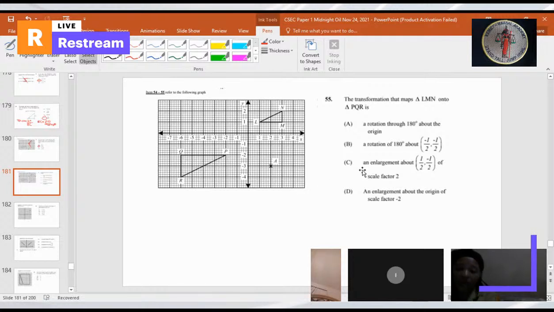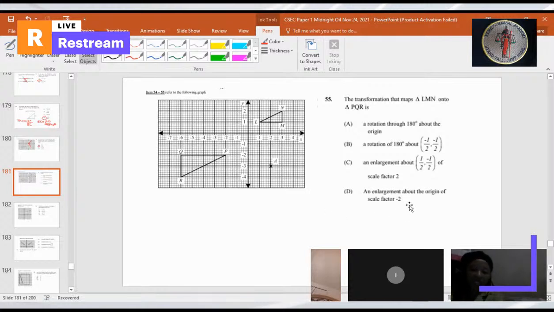So it's going to be between C and D. C says an enlargement about (1/2, -1/2) at a scale factor of 2. So they're saying (1/2, -1/2) would be the center of enlargement, but (1/2, -1/2) is here. That's not the center. That's not any midpoint between these two figures.